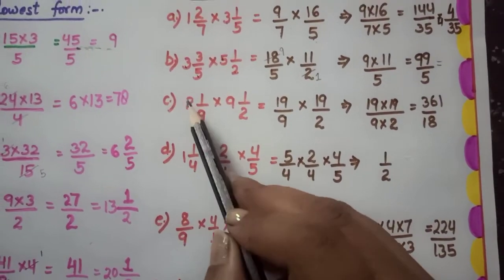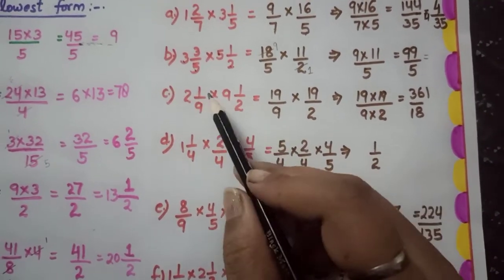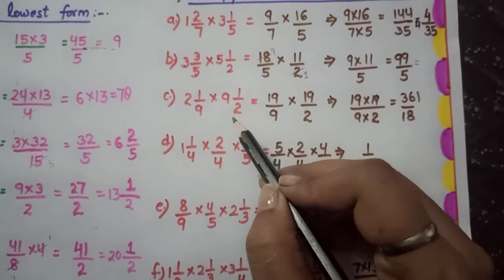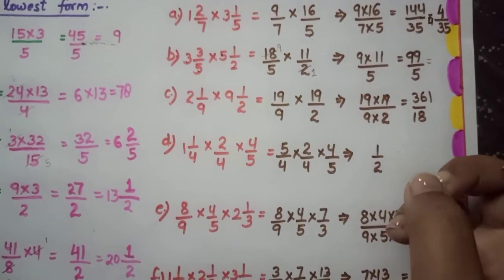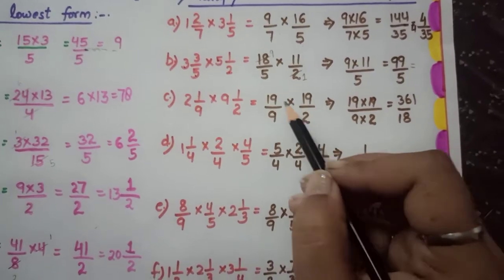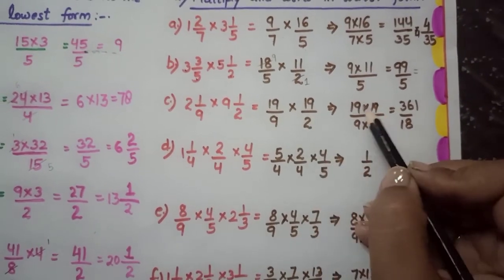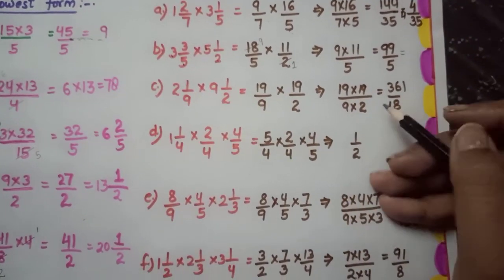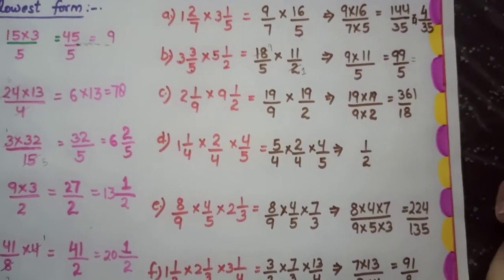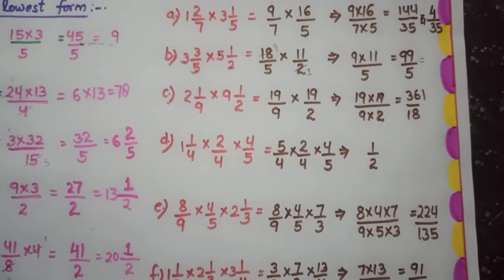C part. 9 2s are 18 plus 1, 19, and in the denominator we will write 9. Put a multiplication sign. 9 2s are 18 plus 1, 19, and in the denominator we will write 2. Now again we cannot divide any numerator from any denominator, so we will multiply them directly. 19 multiplied by 19 and 9 multiplied by 2 will give us 9 2s are 18 and 19 19s are 361. Now just convert it into a mixed fraction.